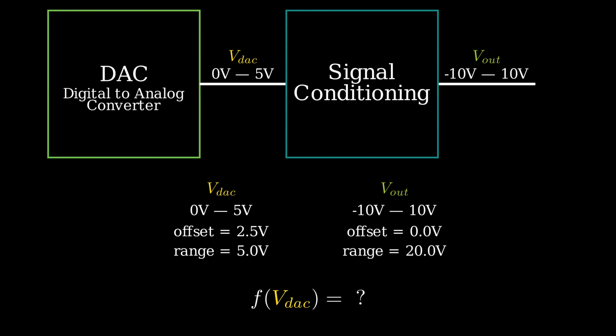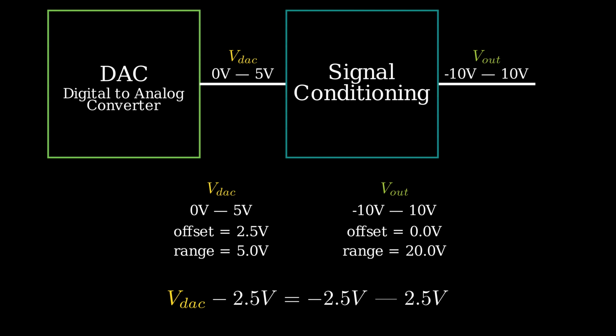The voltage range of VDAC is centered at 2.5 volts. This is commonly called the offset. Vout has an offset of 0 volts. Let's take VDAC and subtract the difference in offsets. Now our voltage range is -2.5 volts to 2.5 volts.